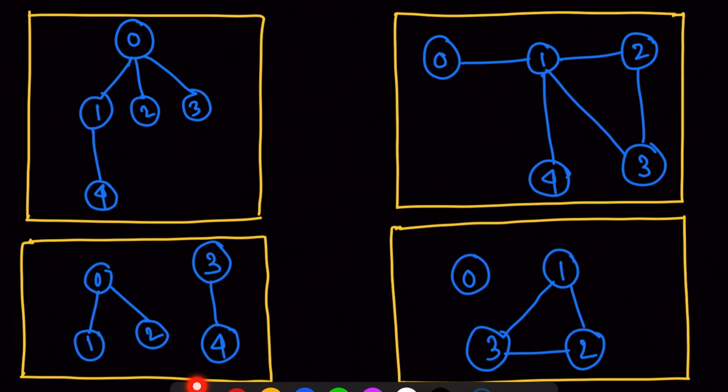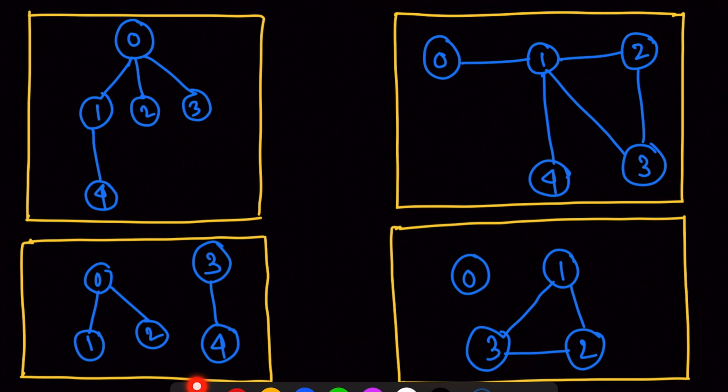But how will you check in your code? Let's say you are traversing from node 1, right? Then you will traverse 2, 3 and then you will detect this cycle, right? But let's say you are traversing from 0, then you will not reach these nodes 1, 2, 3, right? You will not even detect the cycle.